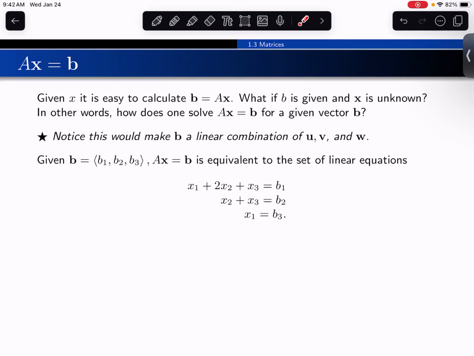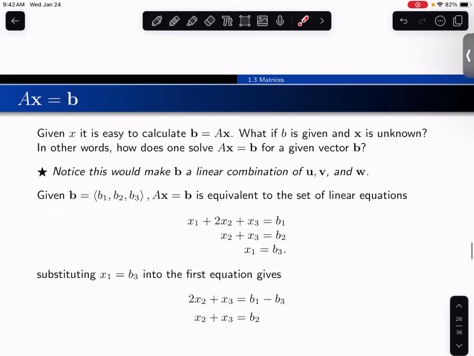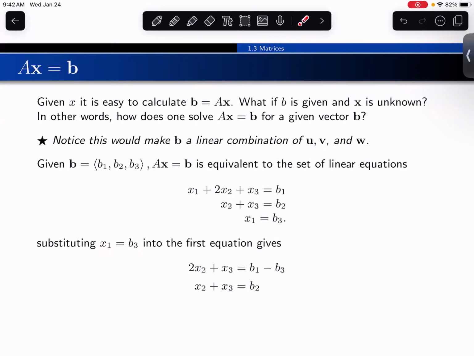What we can do here is use a lot of substitution. From the very beginning, we have that x1 is equal to b3. So we can substitute in x1 equals b3 and then subtract it over to the right-hand side to get b1 minus b3 right here. If you do that, you get a new system of linear equations: 2x2 plus x3 is equal to b1 minus b3, and then x2 plus x3 is equal to b2.